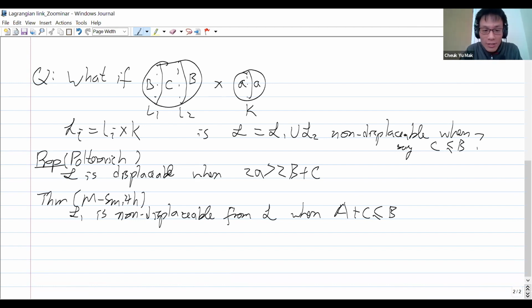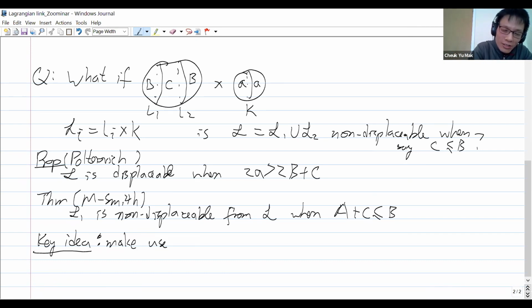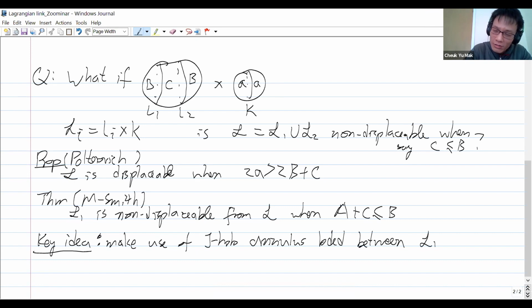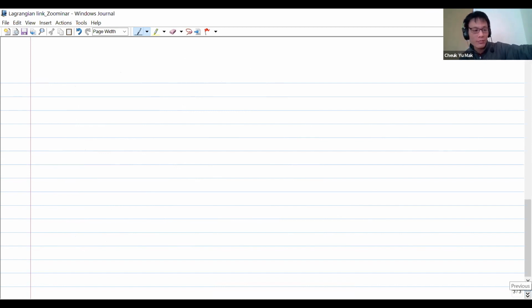So what is the idea? The key idea here is to somehow make use of the J-holomorphic annulus bounded between the Lagrangians L1 and L2.